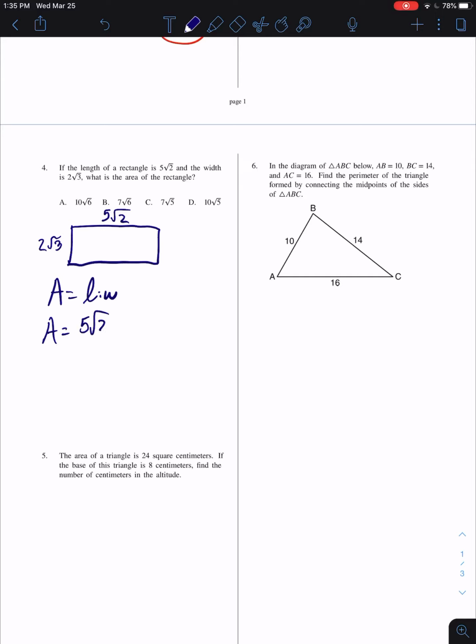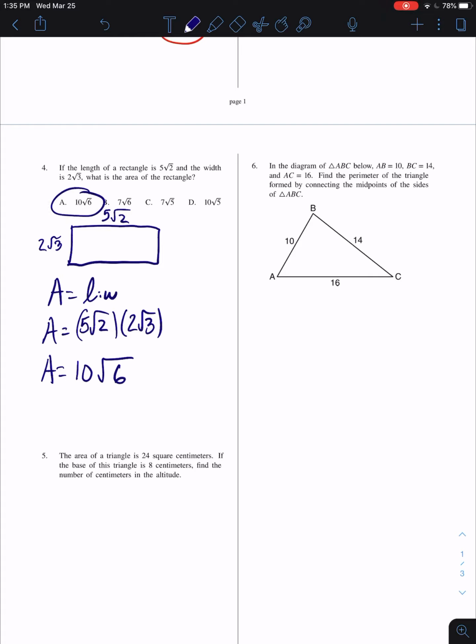Now, I want to just show you again, because we've talked about this a few different times, but we've never really spent extensive time on it. When you multiply two radical numbers, all you're doing here is multiplying the numbers out in front. So 5 times 2 is 10. And then you're going to multiply the numbers under the radical. So 2 and 3, that's going to give me a 10 radical 6. And our answer is choice A.